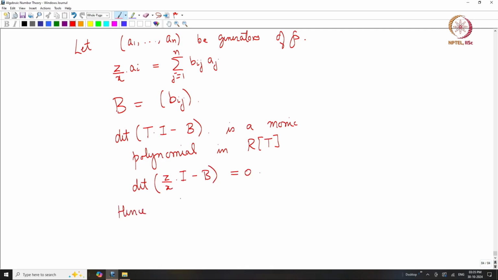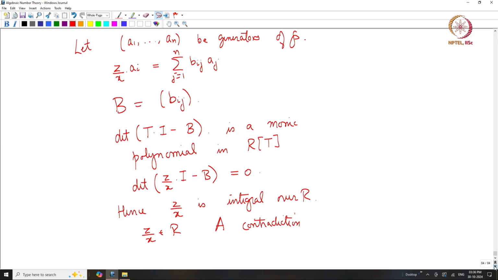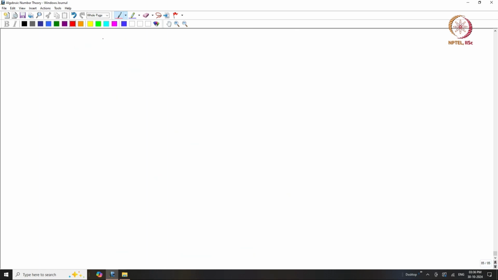So, hence z/x is integral over R, which means that z/x is in R. This is a contradiction, because we constructed z/x to be not in R, right. We constructed it this way. Okay. All right. So, hence P bar P is not equal to P, right, and so P bar is P inverse. So, we have proved P bar P is equal to R.